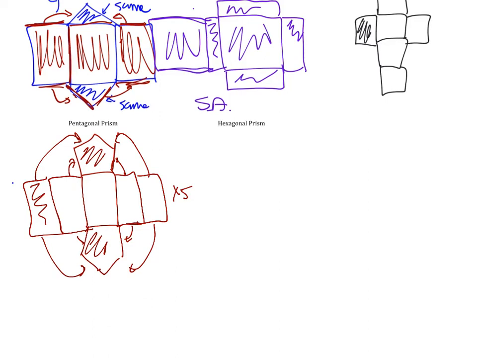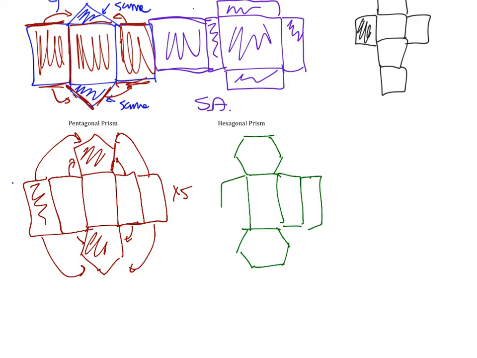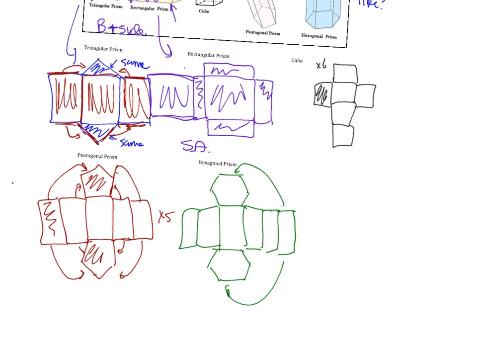And a hexagonal prism is going to be similar. You're just going to have one more side. So if you do a quick sketch of a hexagon, you're going to have one extra side because this is going to match up to the top. So what you're going to do is this.